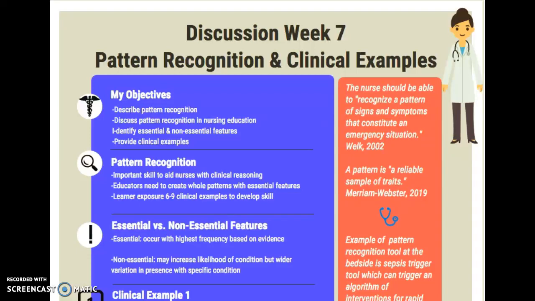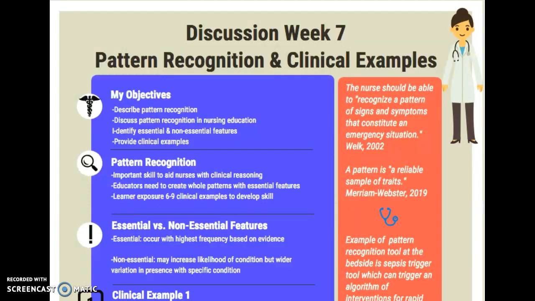Hello, everyone. I created an infographic to help with the discussion related to pattern recognition and clinical examples with the featured article by Welk written in 2002. So I thought this was a really interesting article and a very interesting concept presenting a teaching method that I had not encountered before.